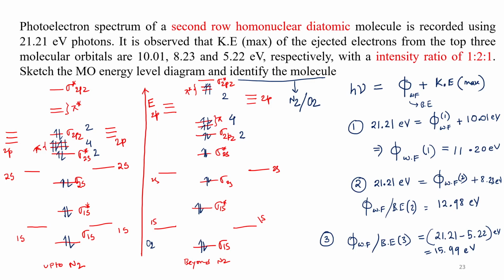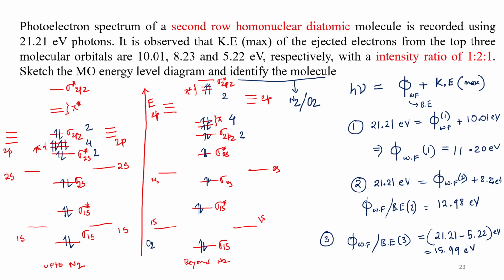So if the intensity ratio is given as 1:2:1, then there could be two possibilities. Your molecule could be nitrogen or oxygen, and from the experimental value you have to be sure which one it is. I hope the concept is clear. From this you can solve the energetics. The first concept is the photoelectric effect, and the second is how to identify your homonuclear diatomic molecule from here, right?